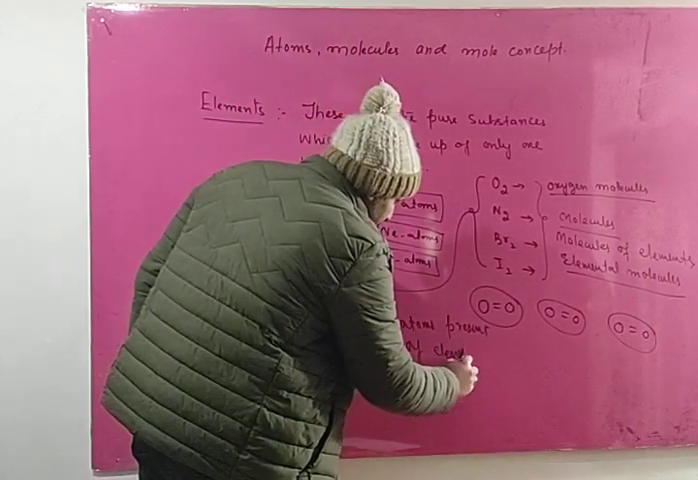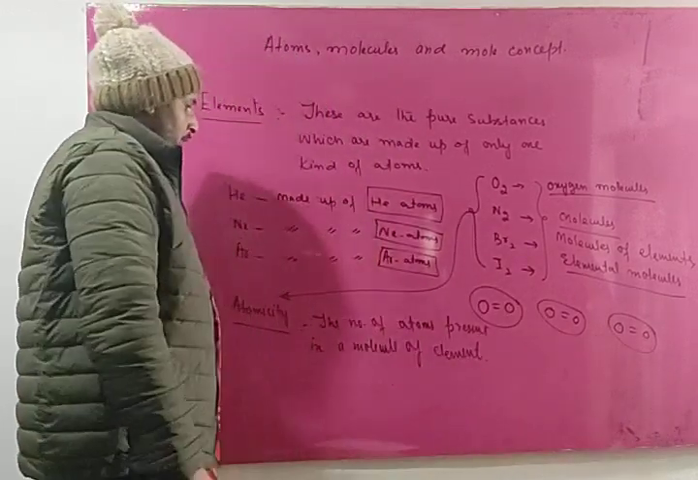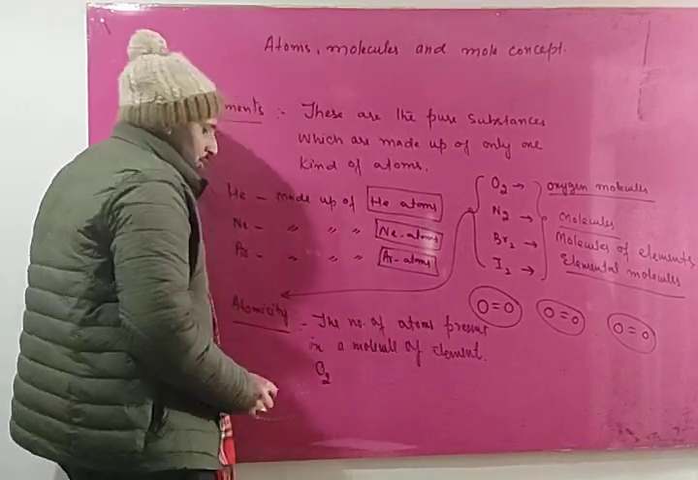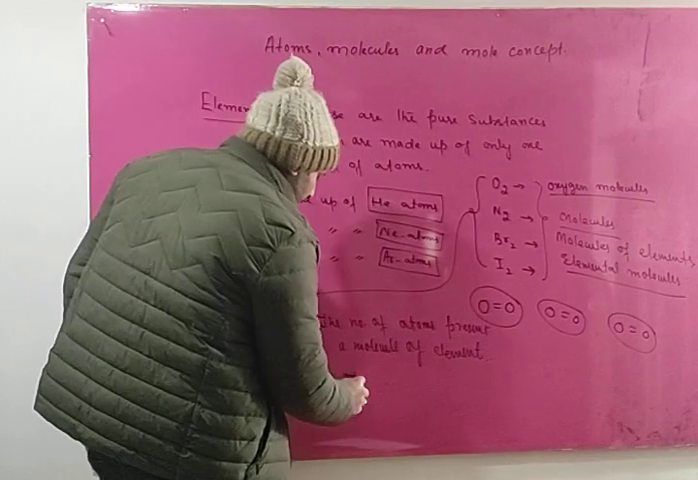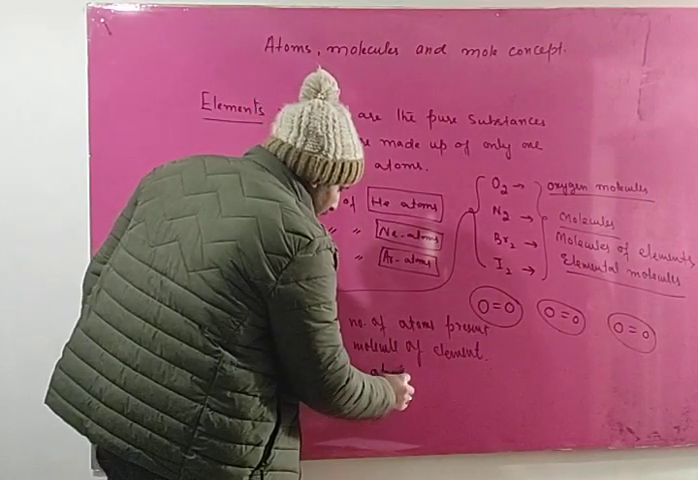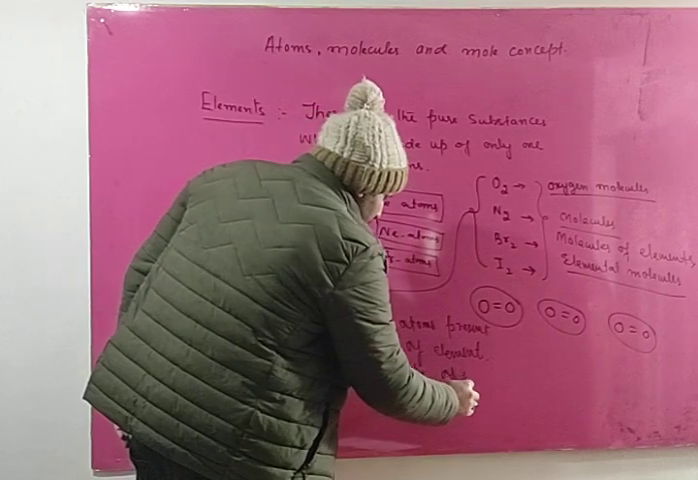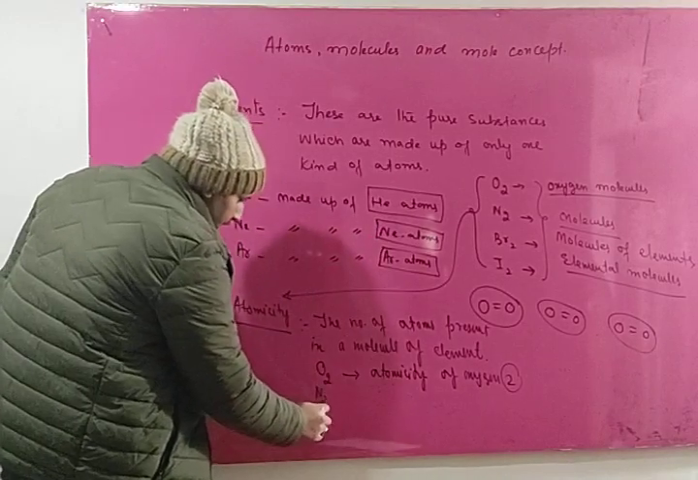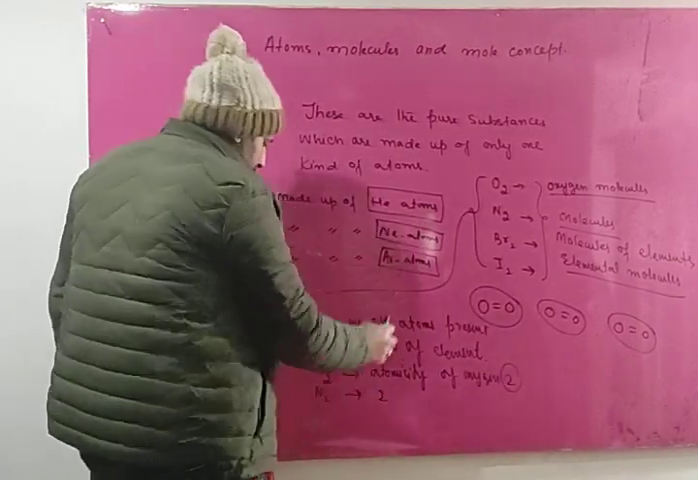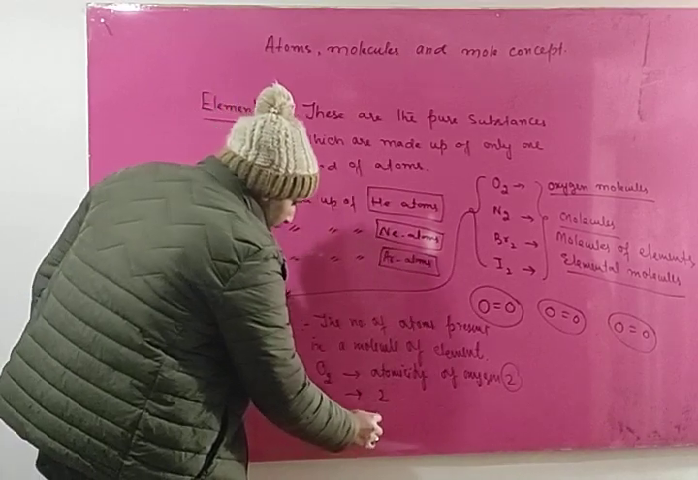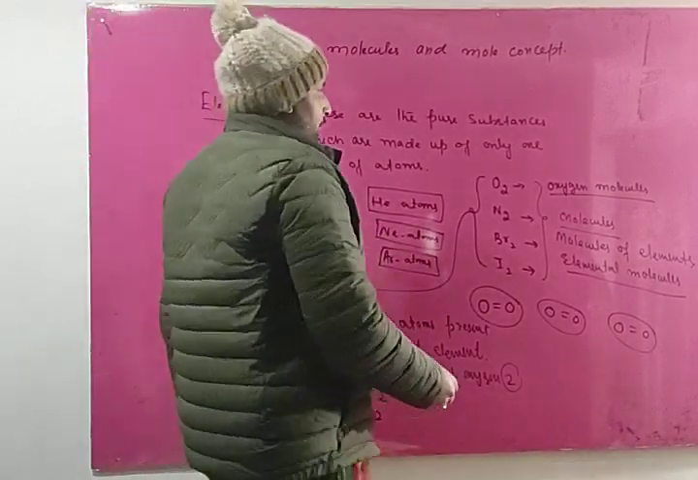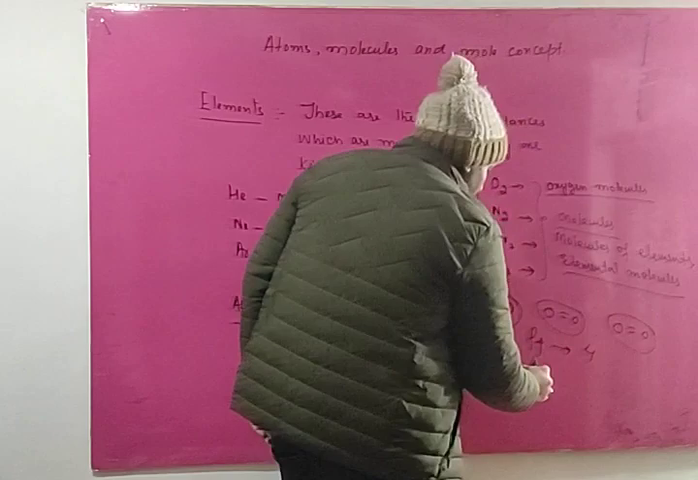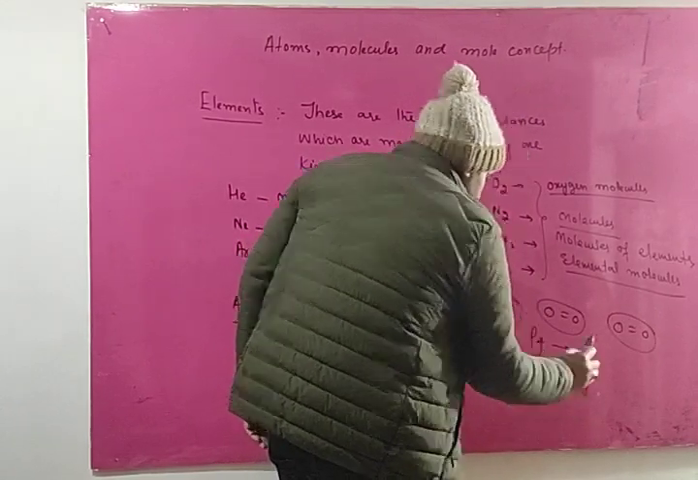molecule of element. Okay, so if we talk about oxygen, how many atoms of oxygen are present in an oxygen molecule? It's 2. So what is the atomicity of oxygen? It's 2. What's the atomicity of nitrogen? It's again 2. Bromine? Again 2. Iodine? Again 2. And for example, P4, the atomicity of phosphorus is 4. We have S8, the atomicity of sulfur is 8.